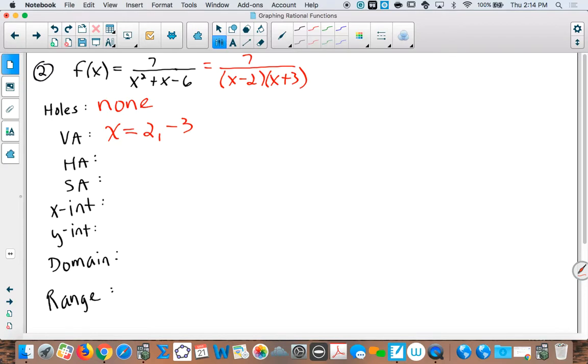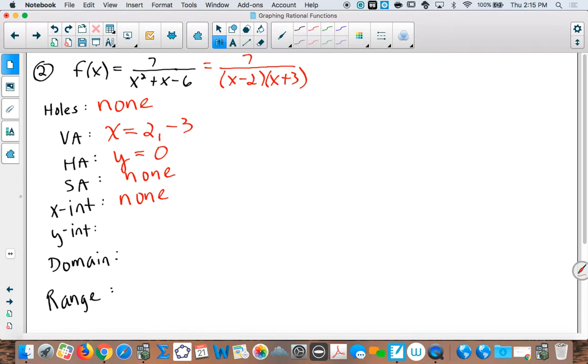Horizontal asymptotes, yay or nay? Yes. What will it be? 0. Right, y equals 0 again, right? Because the degree of our numerator is less than the degree of the denominator. Are there any slant asymptotes? No. x-intercepts? None. Same problem as last time, right? If there's no variable in the numerator, it will always be none, right? So none.